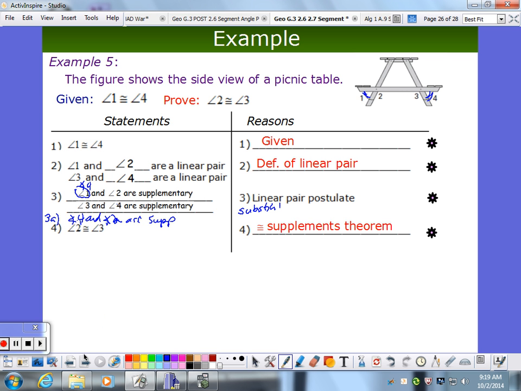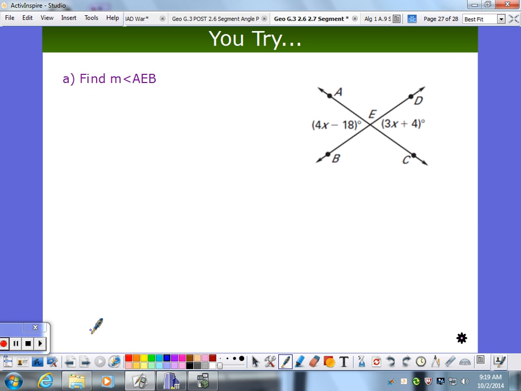All right, questions on that one? It was a little bit trickier. These are your tries. Honestly, take a second to just do this one if you haven't.